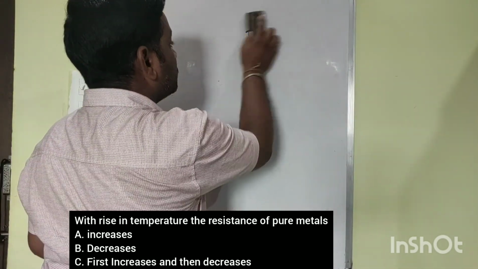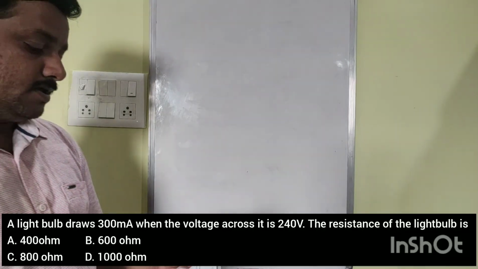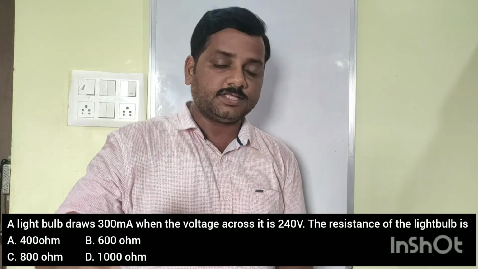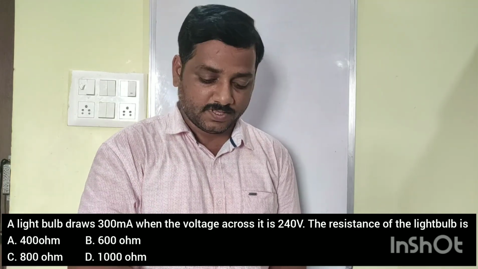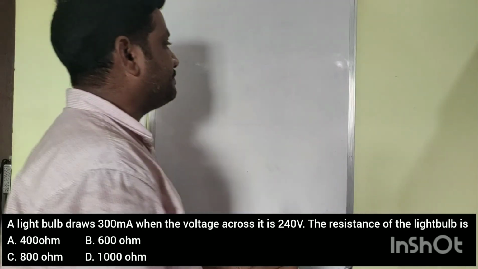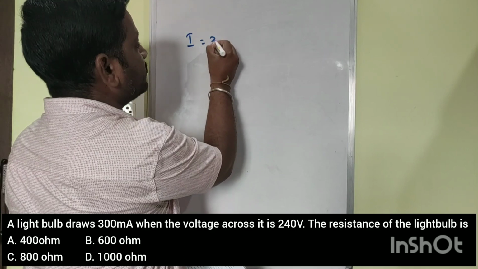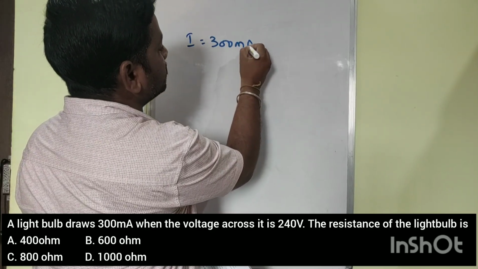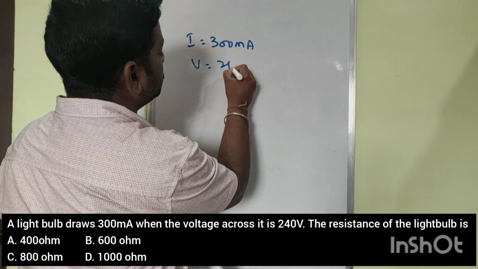Okay, now let us go for one more question. A light bulb draws 300 milliamps when the voltage across it is 240 volt. The resistance of the light bulb is dash. So this is a very simple and direct question. They have given the current as 300 milliamps. There is a bulb which has a current of 300 milliamps flowing across the voltage of 240 volt.